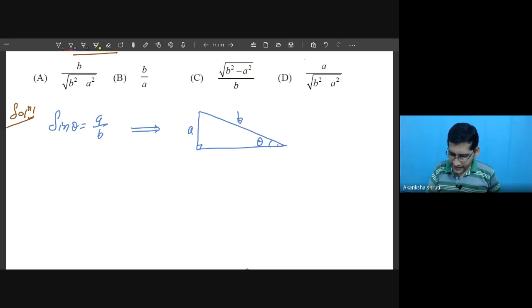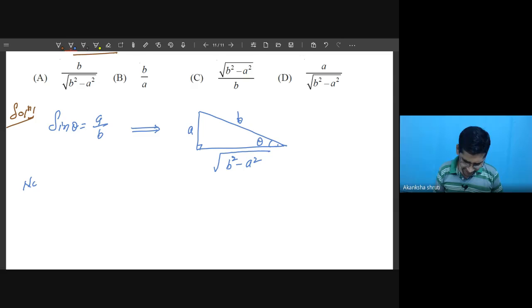This third side is calculated by applying the Pythagoras theorem, where hypotenuse square is equal to the sum of squares of the other two sides. But here the hypotenuse itself is given, so the remaining side is given by the under root of hypotenuse square minus one side square. This is the same as the Pythagoras theorem. So by applying the Pythagoras theorem, just calculate this third side.